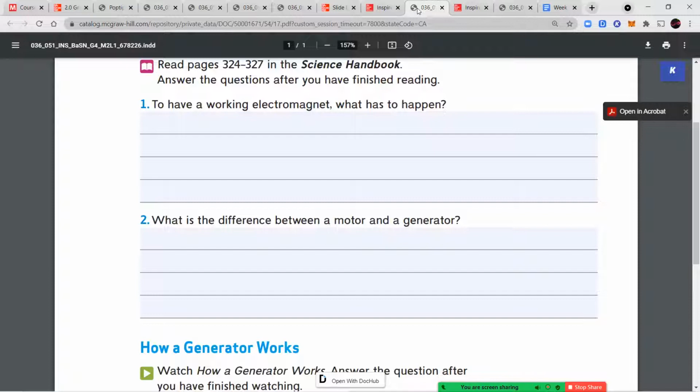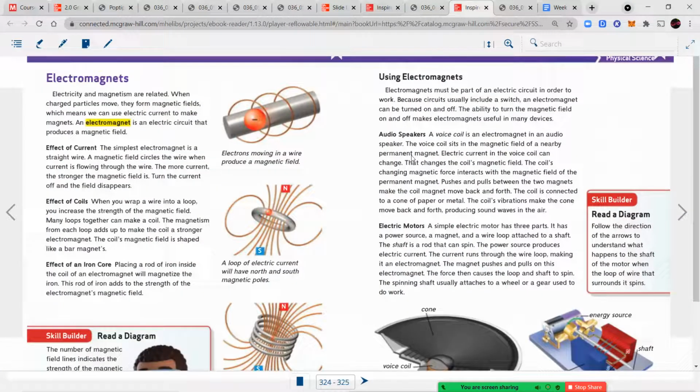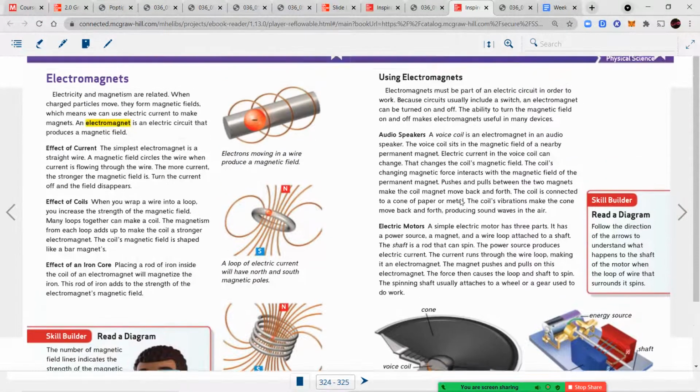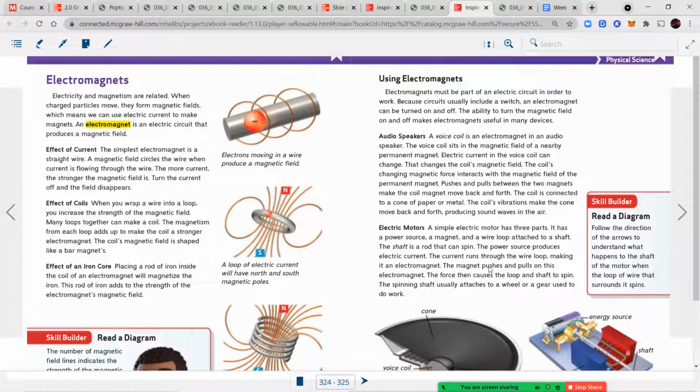What is the difference between a motor and a generator? So follow directions in the arrows to understand what happens to the shaft of the motor when the loop of wire that surrounds it spins. So this has a motor. We can look at the difference between electric motors and our definition back when we were talking about our vocabulary about what a generator is, and list how those two things are different. Make sure you're using complete sentences and telling which one you're talking about as you describe it.